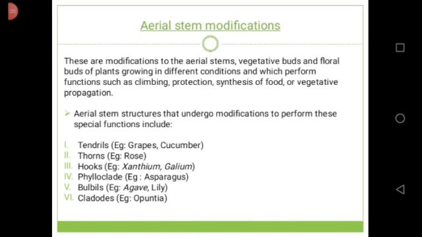Next one is aerial stem modification. These are modifications of the aerial stems, vegetative buds and floral buds of plants growing in different conditions, in which they perform different functions like climbing, protection, synthesis of food or vegetative propagation. Some aerial stem modifications are tendril, thorn, hook, phylloclade, bulbil, cladodes.